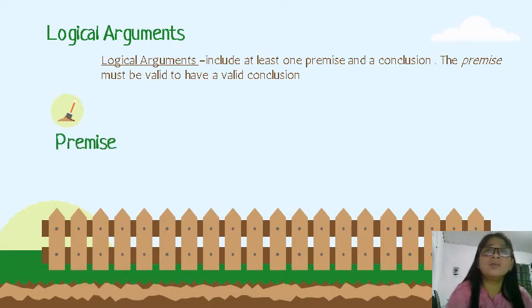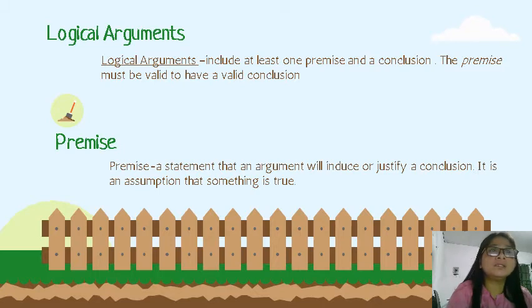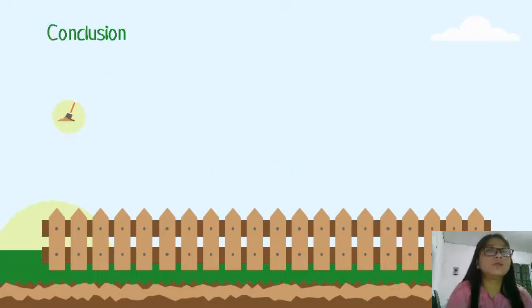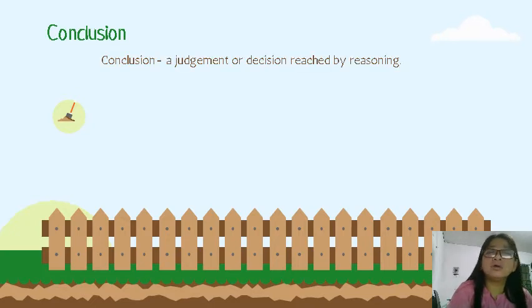So, we have the premise. What is a premise? A premise is a statement that an argument will induce or justify a conclusion. It is an assumption that something is true. And then we have the conclusion. A conclusion is the judgment or decision reached by reasoning.